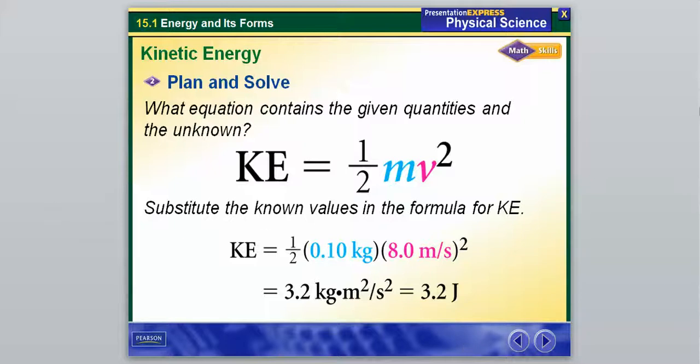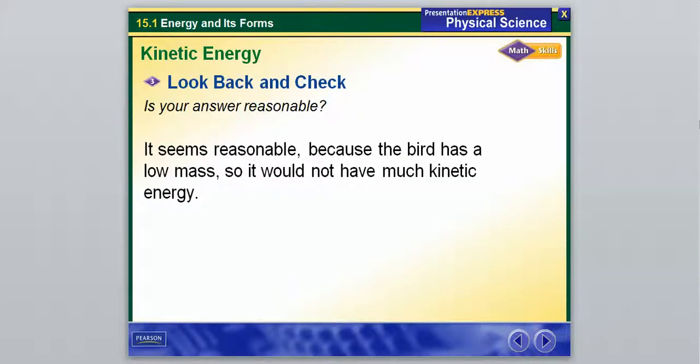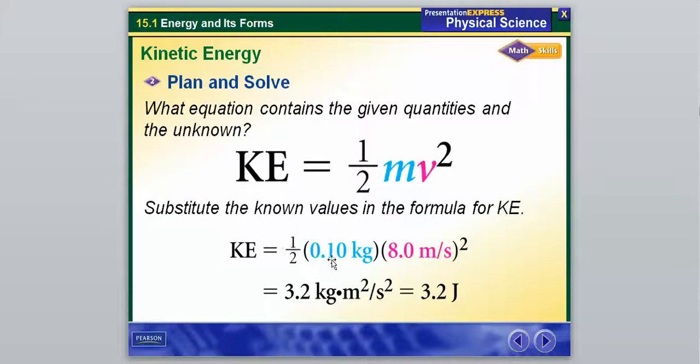As usual, when we have math problems here, it's going to ask us if our answer is reasonable. It seems reasonable because the bird has a low mass, so it would not have much kinetic energy. This mass of only 0.1 is really going to drop down our kinetic energy. So 3.2 joules is quite small for our mass here.